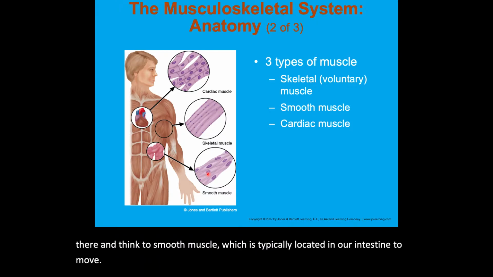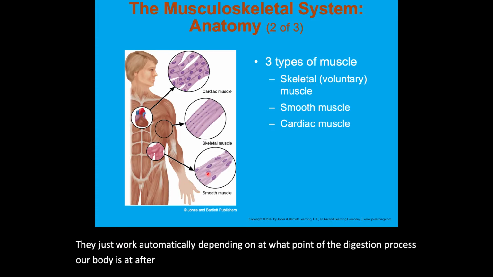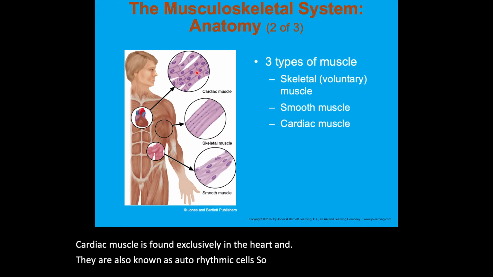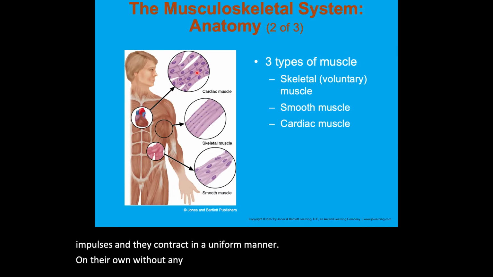They just work automatically depending on at what point of the digestion process our body is at after we consume food. Cardiac muscle is found exclusively in the heart, and they are also known as autorhythmic cells. So they generate their own electrical impulses and they contract in a uniform manner on their own without any nervous system input or conscious control.